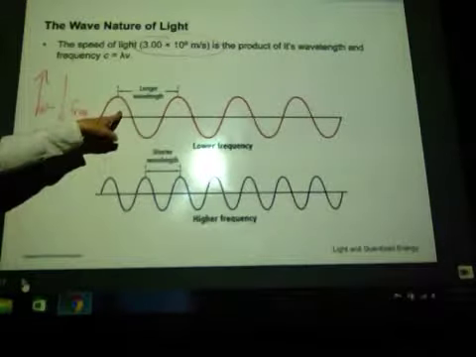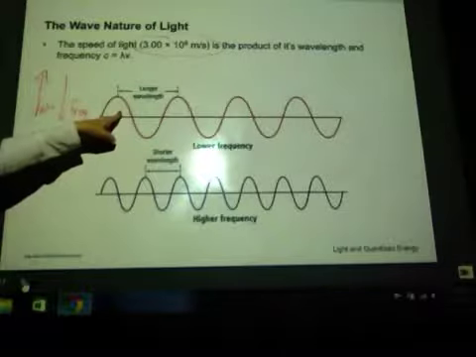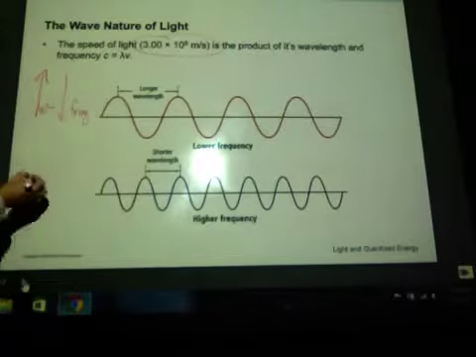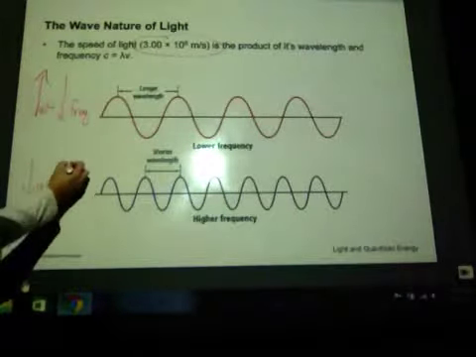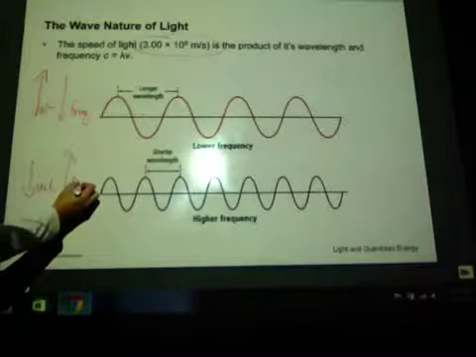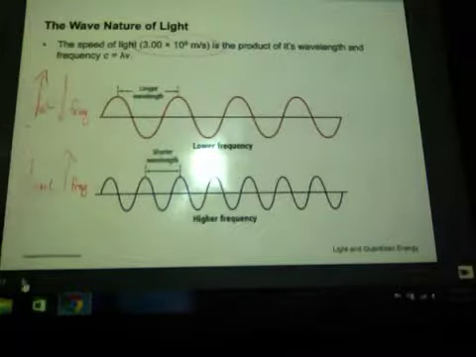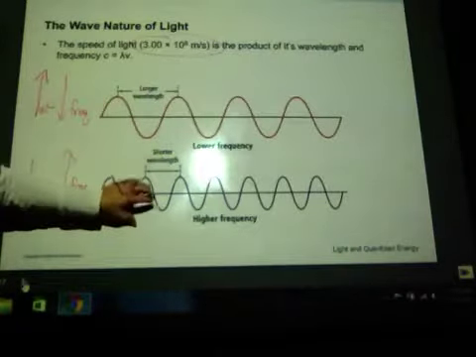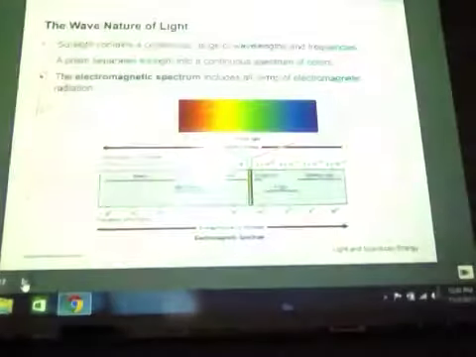This would be an AM radio wave. AM radio waves are big, and they travel big distances. FM radio waves, so I'm decreasing my wavelength, which means they have to move faster. So wavelength and frequency are inversely proportional. If I increase one, I decrease the other one. So faster waves, slower waves, fast and small, slow and big.